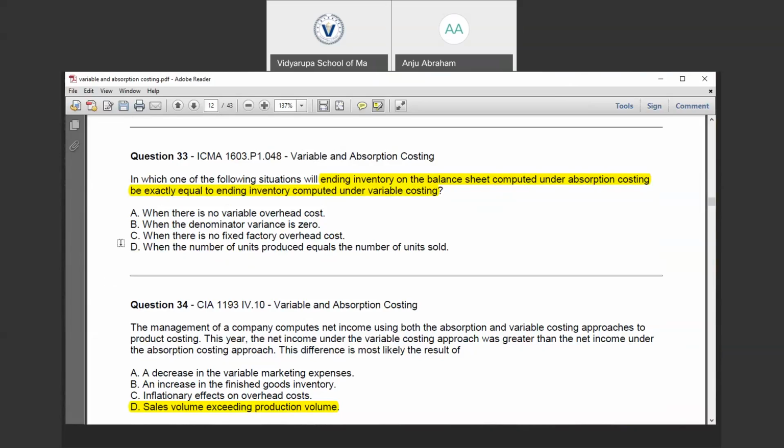Option C, when there is no fixed factory overhead cost. In variable costing, fixed factory overhead is not a product cost. If there is no fixed factory overhead, this cost will not be included in the computation of ending inventory under absorption costing either. In such a case, the ending inventory in both absorption costing and variable costing will only include the variable manufacturing cost, like direct material, direct labor, and variable manufacturing overhead. In such a situation, the ending inventory on the balance sheet reported under absorption costing and variable costing would be the same. Option C is the right answer.